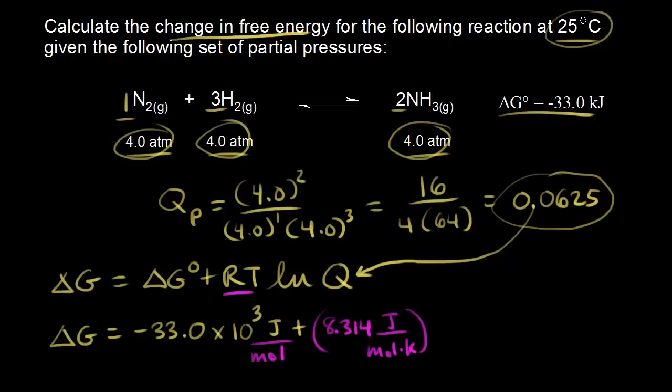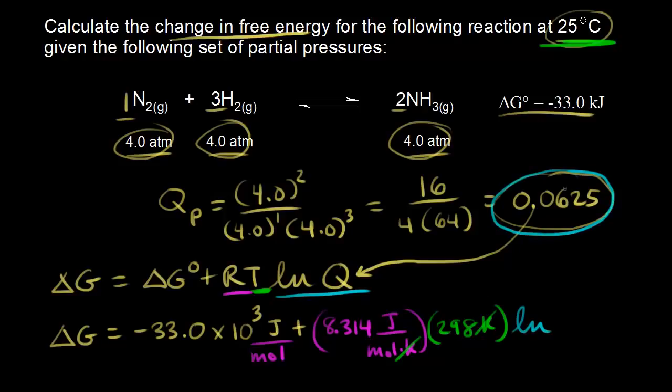Next we have the temperature. So the temperature of our reaction is 25 degrees C. That needs to be in Kelvin. So 25 degrees C is 298 Kelvin. So we write in here 298 Kelvin. So Kelvin would cancel out here. And then we're going to multiply that by the natural log of Q, where Q is equal to 0.0625.